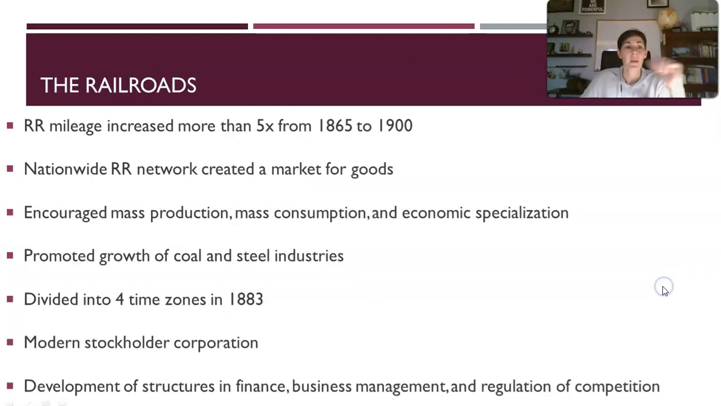The railroads. Remember, single most important economic factor of the 19th century, the railroads. Single most important economic factor. Remember that. Okay, so this is all very important. Actually, we get time zones because of the railroads, so they could better staff and run their lines of transportation.